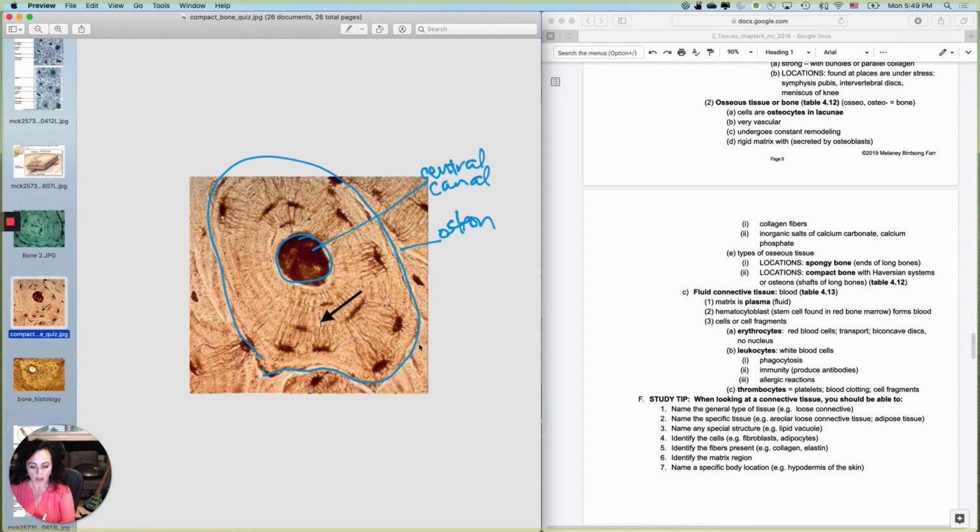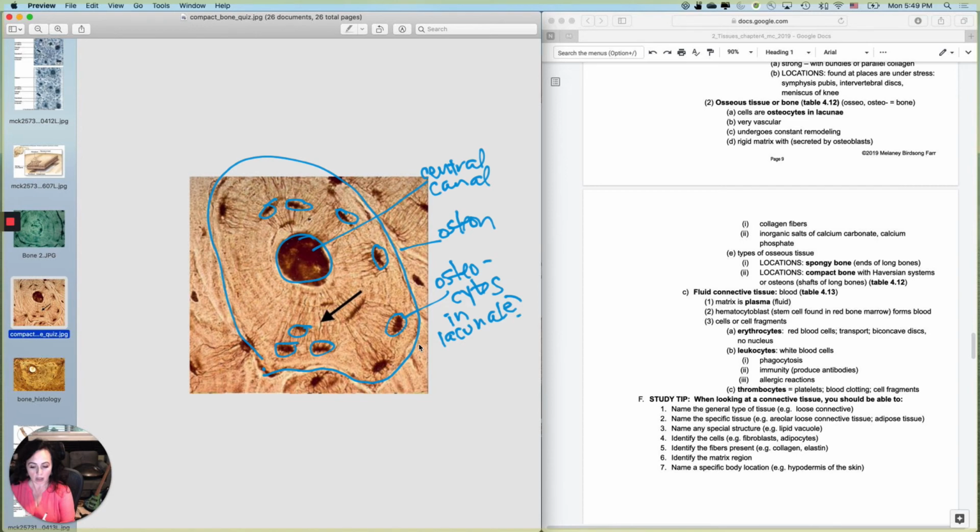At the edge of each one of these is where you are going to find these cells. All of these cells that you are labeling here are called osteocytes. Since they are sitting in a solid tissue, they need a space to sit in, like the grape in the jello salad. So they're sitting in a lacuna. Osteocytes in lacuna, and again, plural is lacunae.